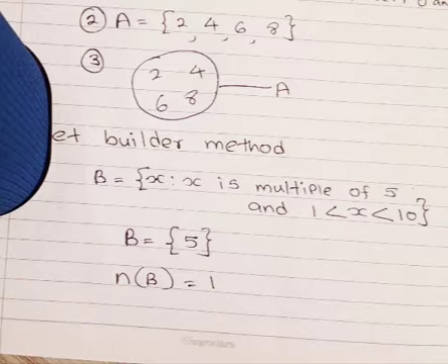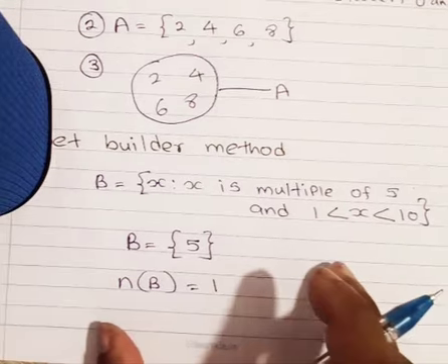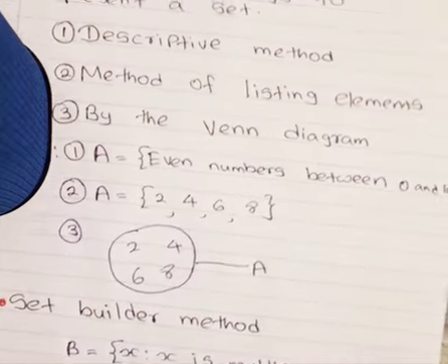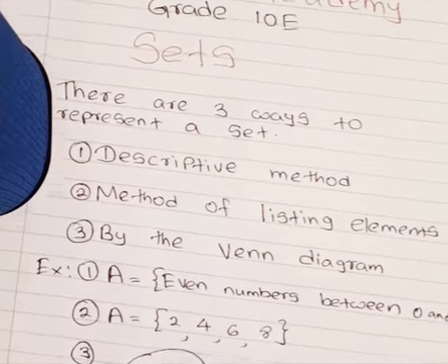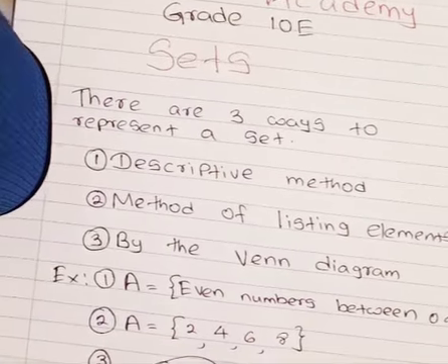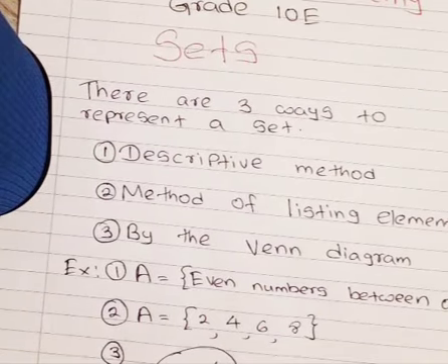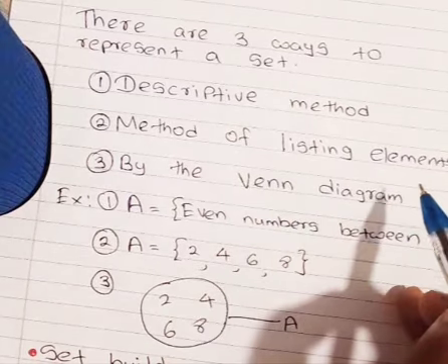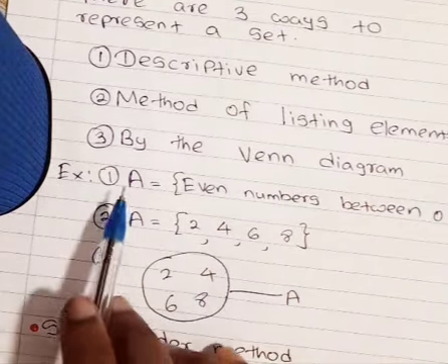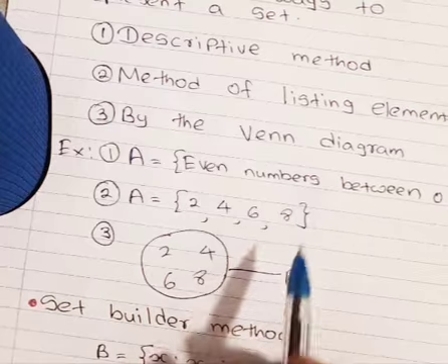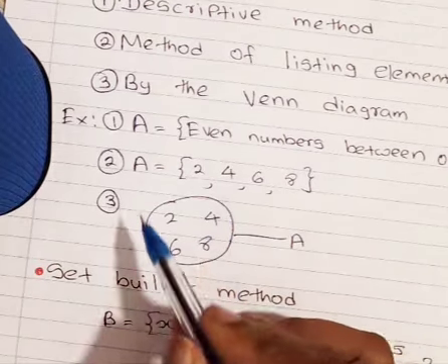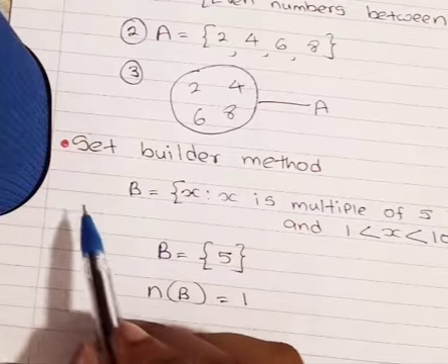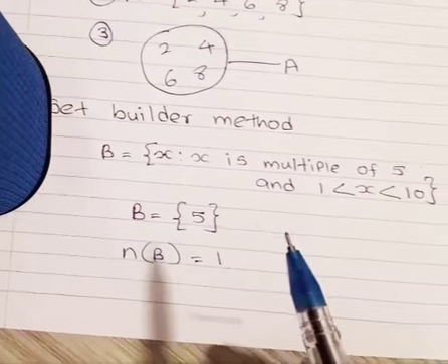I hope you understood all the things clearly. Firstly we discussed that there are 3 ways to represent a set: the descriptive method, listing the elements, and the Venn diagram. I also explained examples for those 3 ways, and we also went through the set builder method.